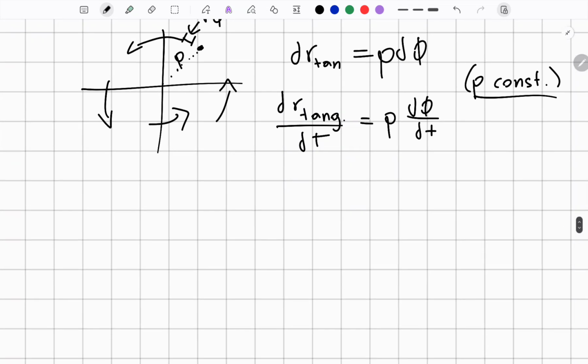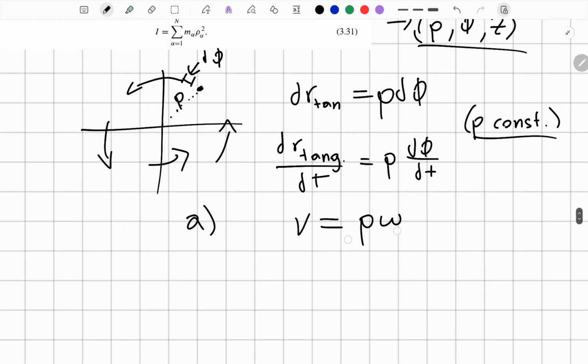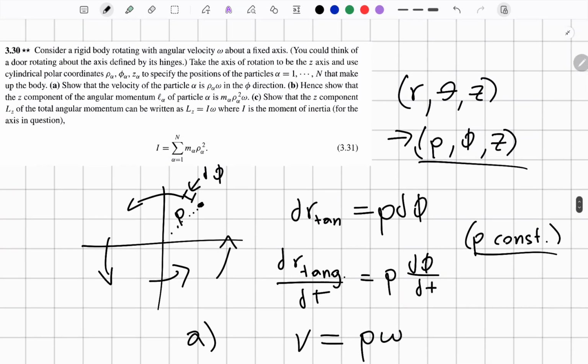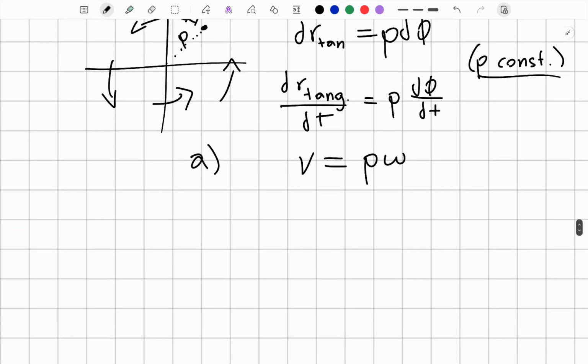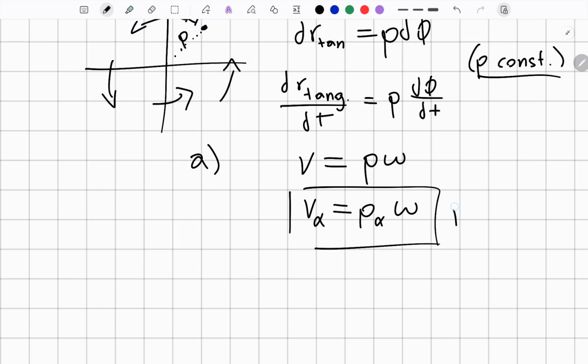And this may look familiar. We have a derivative of position with respect to time is velocity, rho, and the derivative of phi with respect to time is omega. And I'm pretty sure that's what part A was asking for, to show that velocity was going to be equal to rho omega, and we can say v alpha equals rho alpha omega. So that answers our part A.